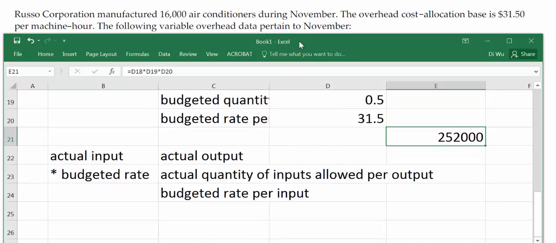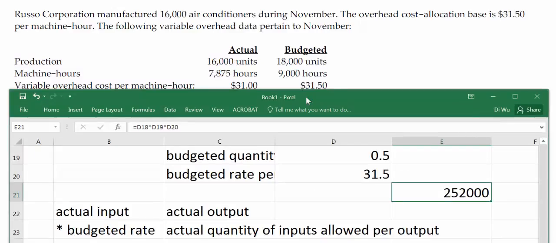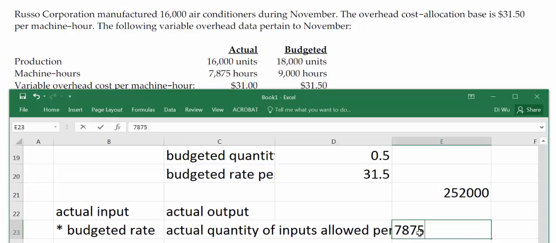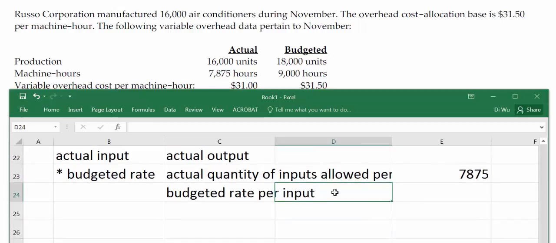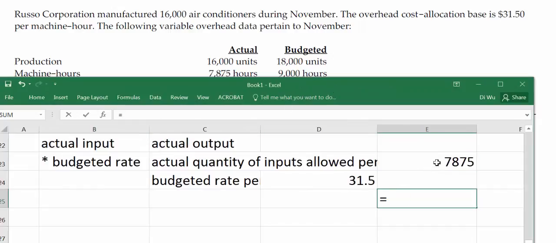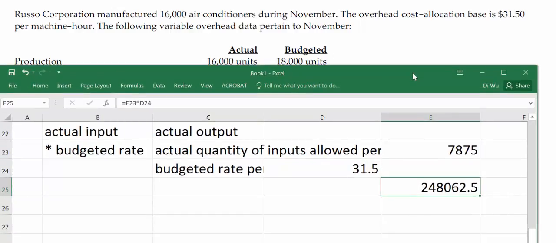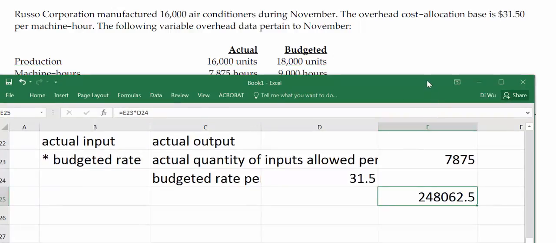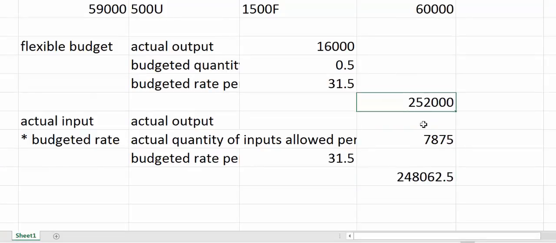So next, let's go through these numbers. I have the actual output. Do I have the actual input? The total inputs, because if I know the actual total inputs, I can avoid the calculations of these two, because the actual total inputs is basically the actual output multiplied by the actual quantity of inputs allowed per output. I think I do have the number, which is given. It's 7,875. Perfect. And I do have the budget rate per input, which is $31.50. So I can just multiply the total actual inputs by the budget rate. This number tells me the result of actual inputs multiplied by the budget rate, and then I can calculate the difference between these two numbers to get the variance.